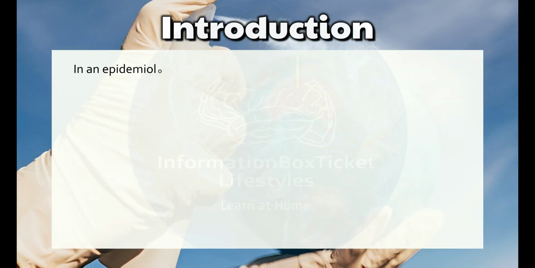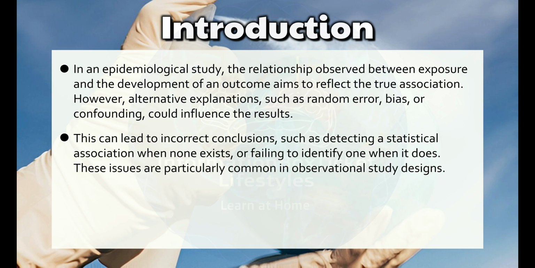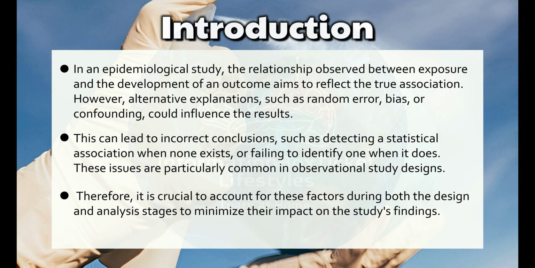Introduction. In an epidemiological study, the relationship observed between exposure and the development of an outcome aims to reflect the true association. However, alternative explanations, such as random error, bias, or confounding, could influence the results. This can lead to incorrect conclusions, such as detecting a statistical association when none exists, or failing to identify one when it does. These issues are particularly common in observational study designs. Therefore, it is crucial to account for these factors during both the design and analysis stages to minimize their impact on the study's findings.